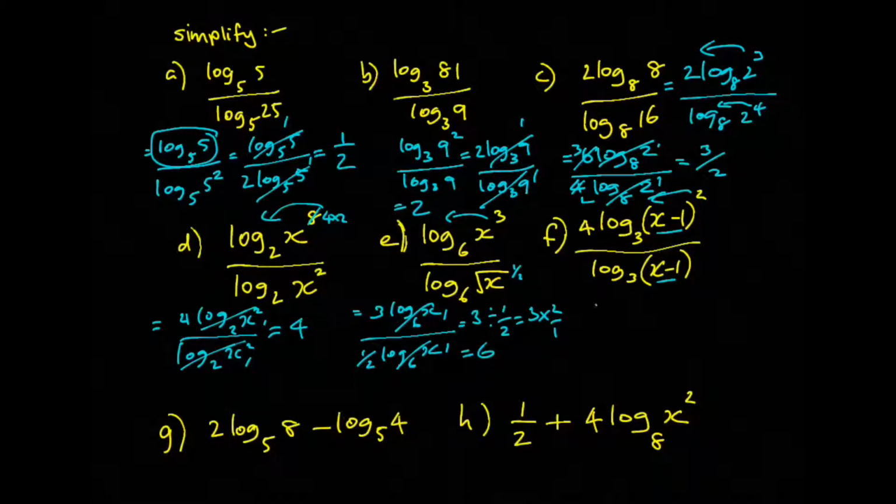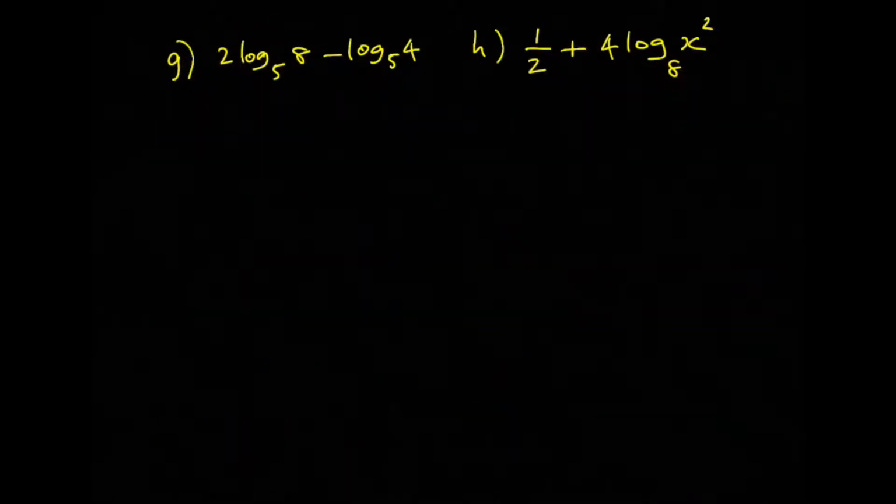Okay, part F, 2 comes down to leave the x minus 1's. So we end up with 8 log to base 3 of x minus 1 on log to base 3 of x minus 1. So these cancel and we're left with 8. Alright, part G.